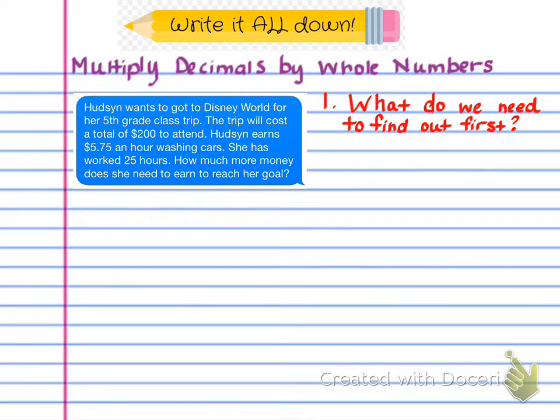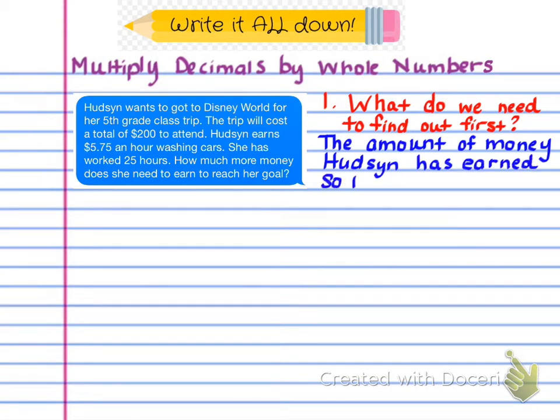So this is, in fact, a two-step problem. So the first thing that we need to find out is, what do we need to find out first? We need to think about what the question is asking and then think about the steps we need to take to get there. So the first thing that we need to find out is the amount of money that she's earned so far. So we need to look at that $5.75 and the 25 hours that she's already worked, and we need to find out how much money that is.